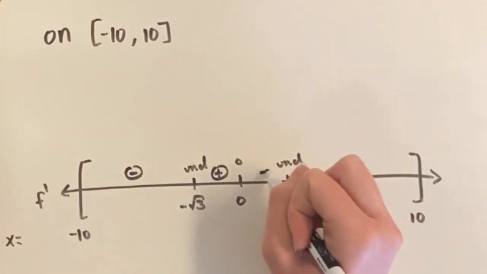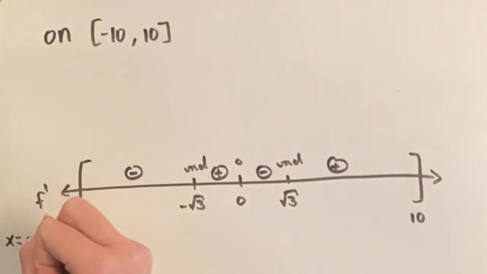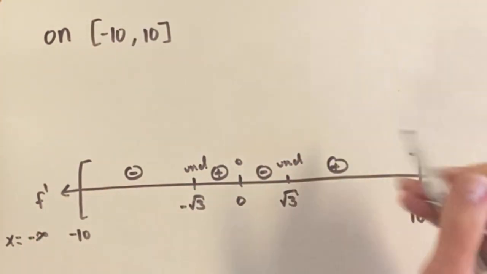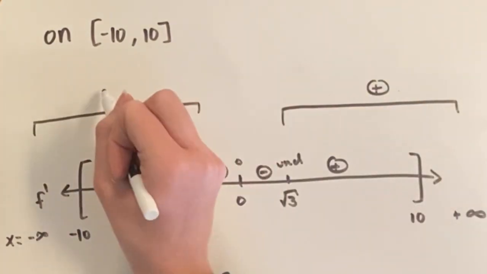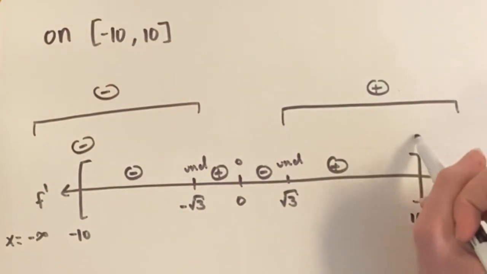We can apply the same logic to when x equals 10. Because we came to the conclusion that the interval root 3 to positive infinity was a positive interval, then f prime must be positive when x equals 10.